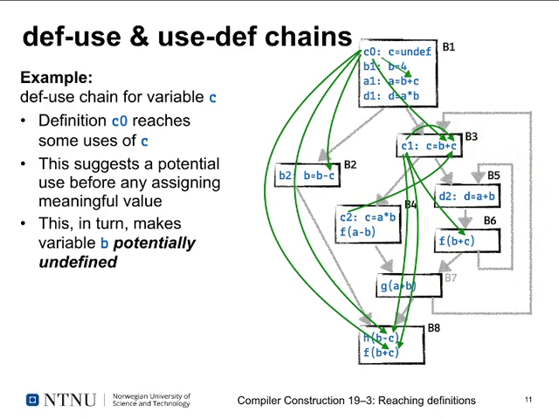So the biggest problem here is really that a definition of C0 can actually reach some uses of C, like here and here or here. This in turn means that we can use C undefined here, and for example in B2 this can mean that variable B would be potentially undefined because we cannot really figure out what the value of variable C is.